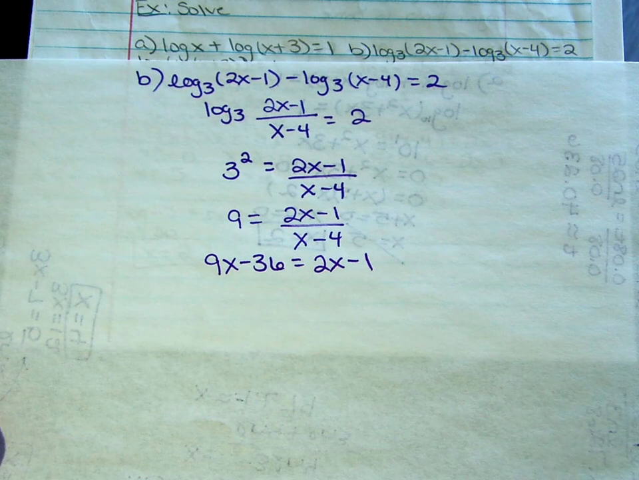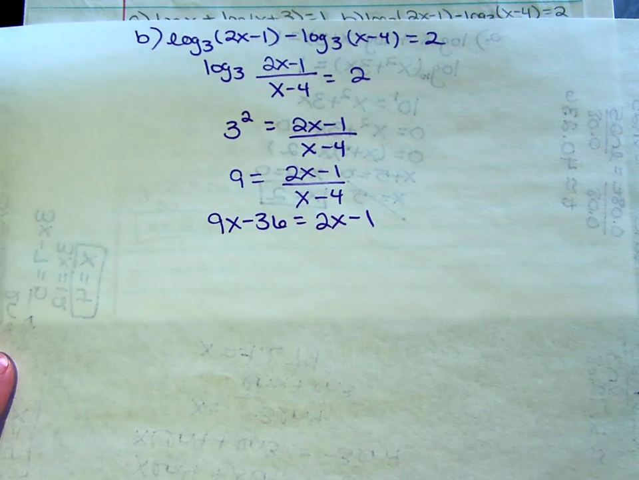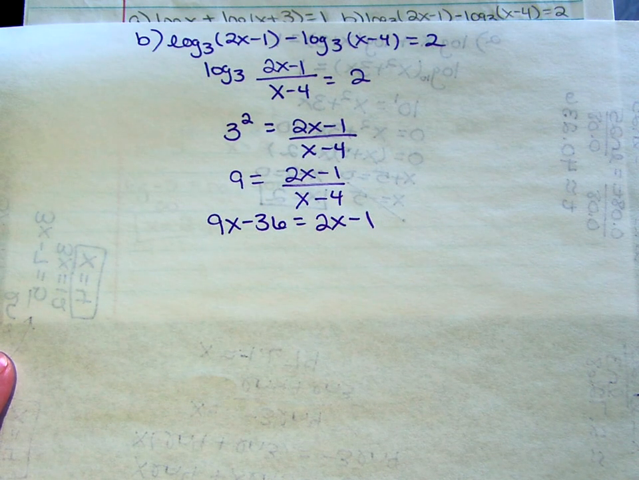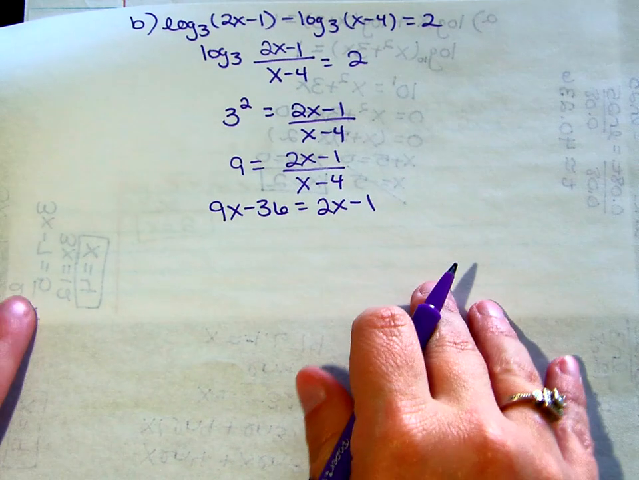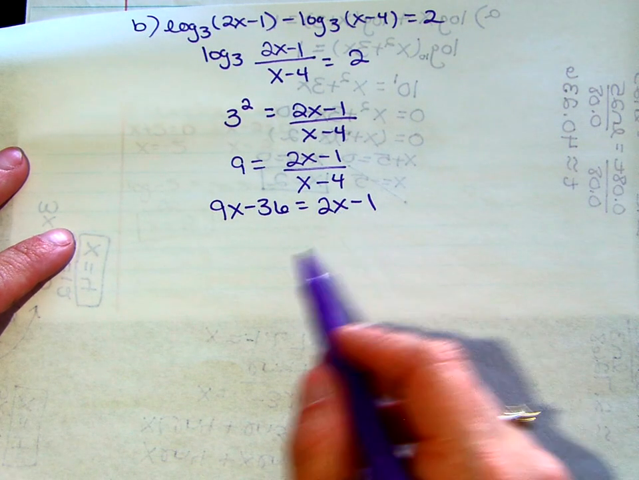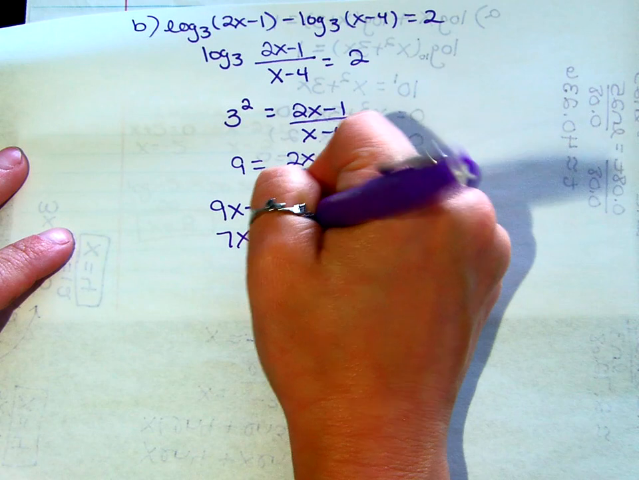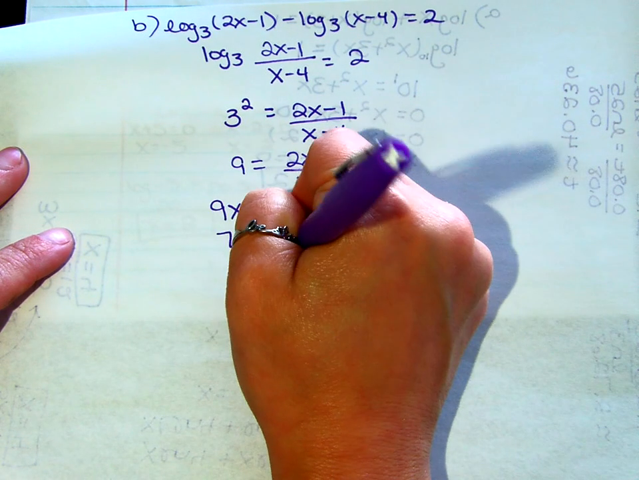Now I'm just working on isolating my variable. I'm going to move my x's to the left and my numbers to the right so I can keep a positive variable. Subtract the 2x, that'll give me 7x. Add the 36, that'll give me 32. Divide both sides by 7, and I get that x is 5.